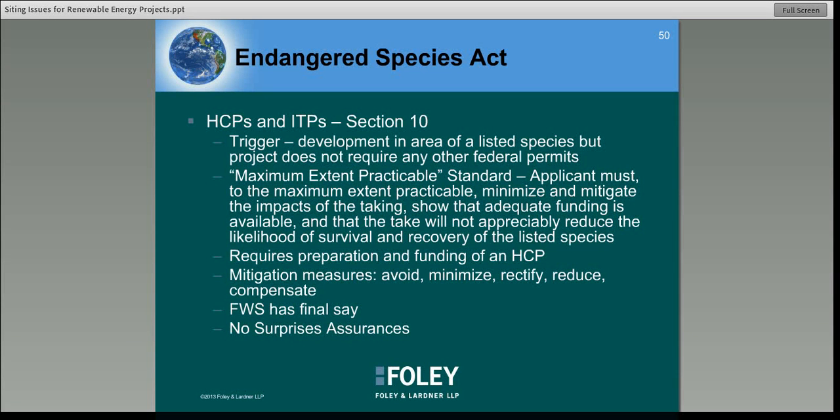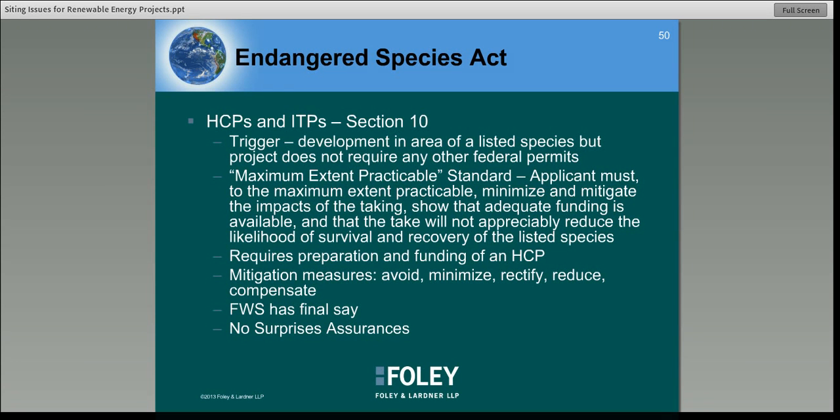The standard under Section 10 is different than the standard under Section 7. Under Section 10, you have to demonstrate that you're, to the maximum extent practicable, minimizing and mitigating impacts of the taking, and you have to show that adequate funding is available, and that the take will not appreciably reduce the likelihood of survival and recovery of the listed species. So again, that's a pretty distinct difference, a jeopardy finding versus a maximum extent practicable.